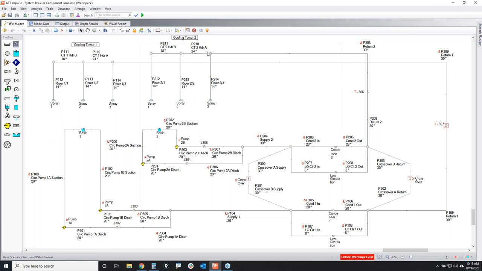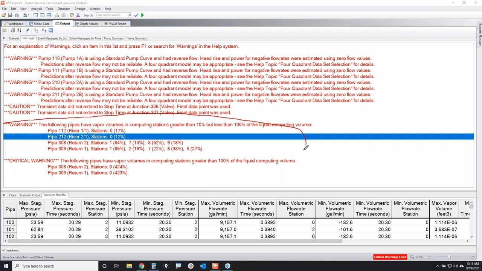Now, the next warning messages are a lot more important to pay attention to because these are telling you that you have vapor volumes in your pipes. The first set of warnings is just at the warning level. What it's telling you is that the amount of vapor volume in certain computation sections is between 10 and 100% of the liquid computing volume. And so a rule of thumb is that when the vapor volume gets to be more than about 10% of the section volume, that is more of a threshold on where, when that vapor bubble collapses, the pressure spikes that result are going to be more reliable.